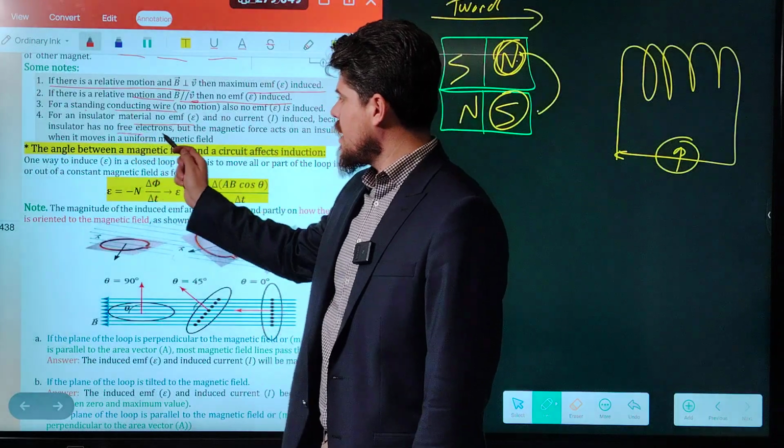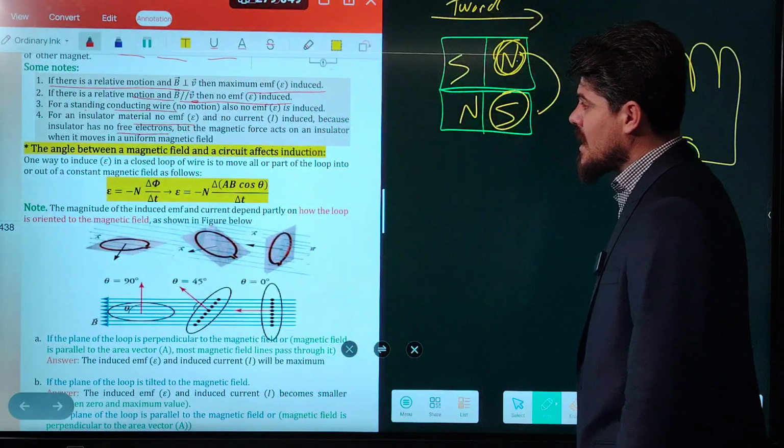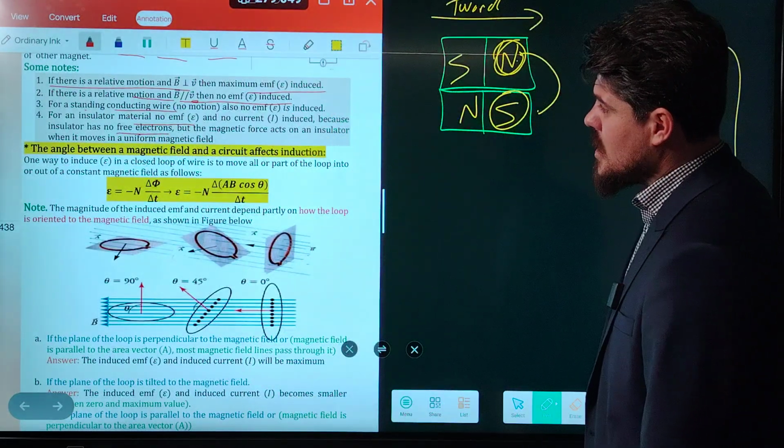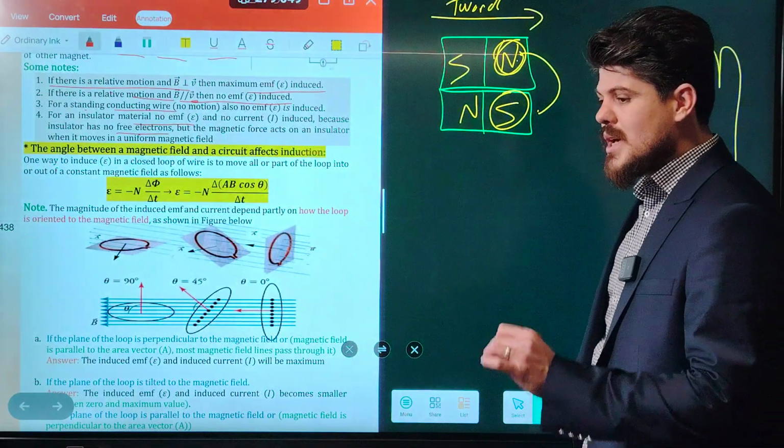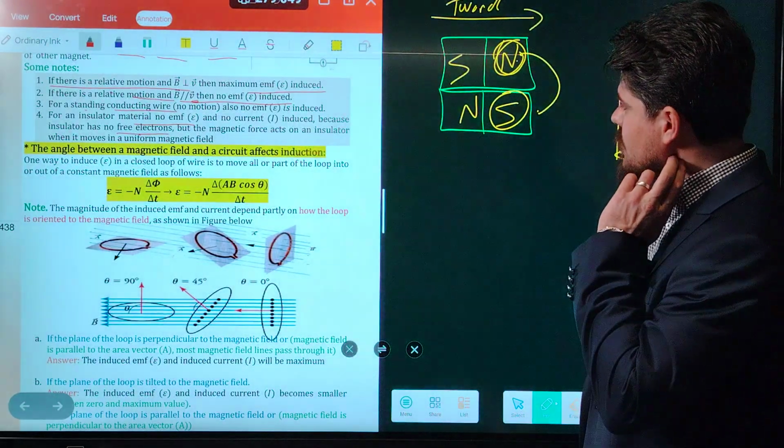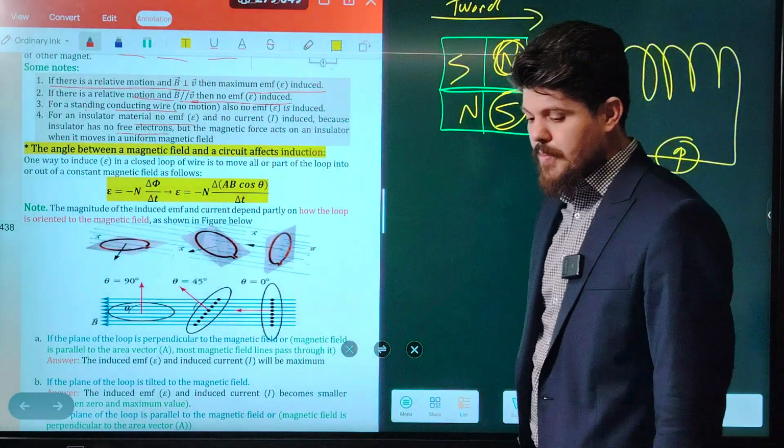For insulator material, no EMF and no current is induced even by moving the insulator into the magnetic field, because the insulator has no free electrons. A magnetic force acts on an insulator when it moves in a uniform magnetic field, but this magnetic force cannot separate the positive charge from the negative charge.